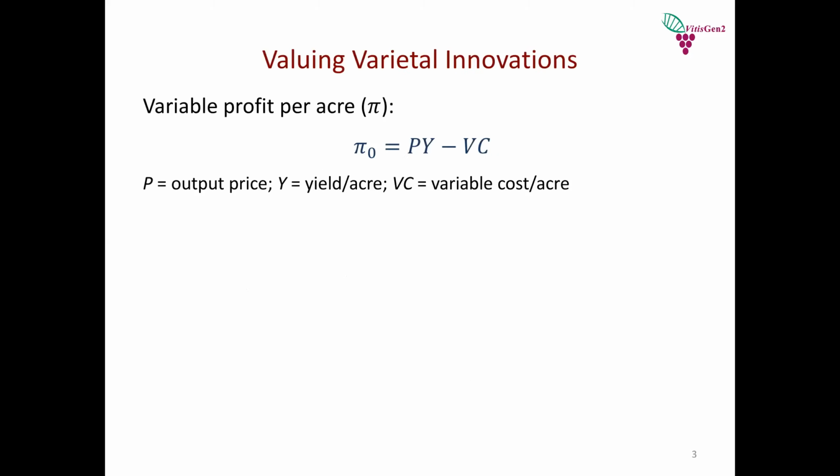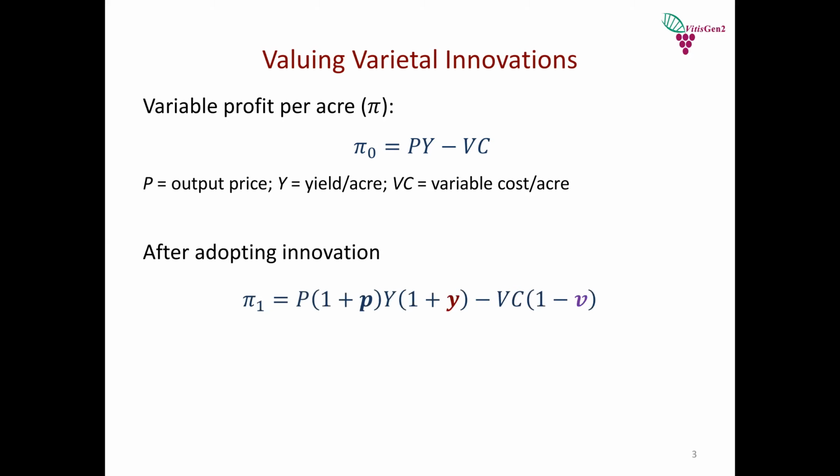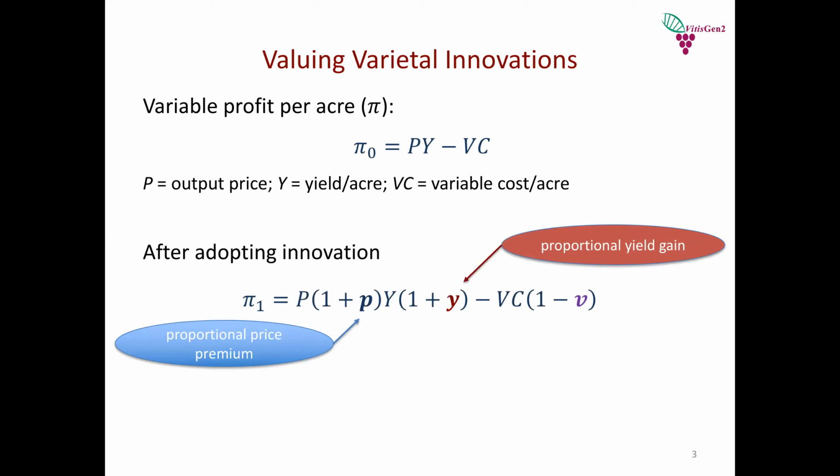So the way economists think about things, well, a way, is to think about variable profit per acre. So this is gross revenue, price times yield, which is revenue per acre, minus variable costs. And we can say, how does that change after we adopt a new variety or any other innovation? And so we've got price: the new price is the old price times 1 plus a proportional price premium. And then the new yield is 1 plus a proportional yield gain times the old yield. And then the variable cost is 1 minus a proportional cost saving times the old variable cost. So that's the way the new profit is defined.